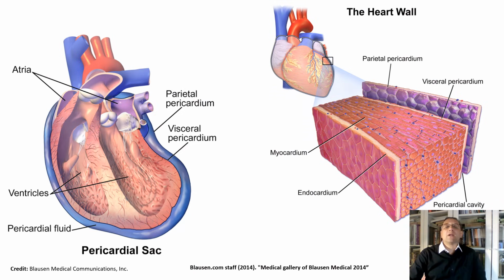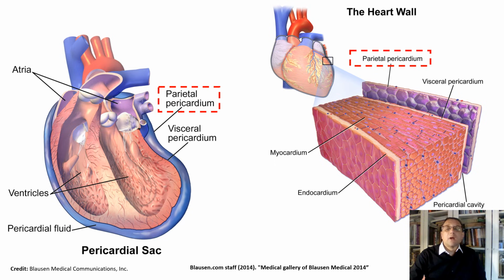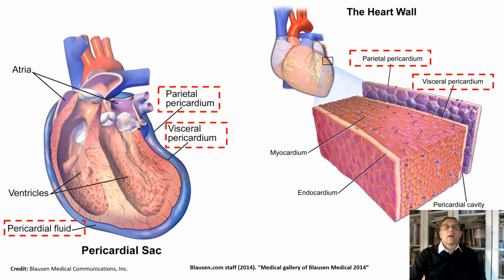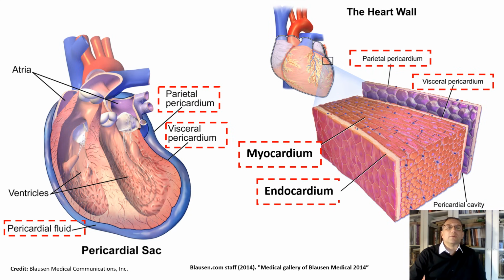Here on both diagrams, the pericardium is differentiated into the parietal pericardium, the outside of the pericardial sac, and the visceral pericardium. Visceral means internal, so the internal side of the sac. This layer encloses the pericardial cavity, which contains pericardial fluid. The walls of the heart itself are known as myocardium, and the layer inside the heart is endocardium.